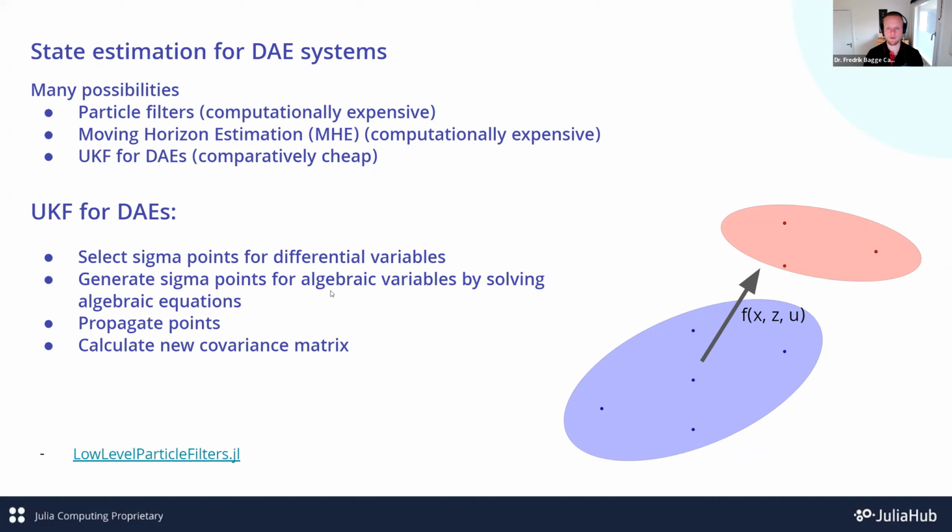When we have the full descriptor x and z, we may propagate this through the dynamics function f, and that's indicated by the arrow in the illustration. The result is a new set of sigma points that represent the posterior distribution over the state. Then we may reapproximate this as a Gaussian distribution for the UKF equations to continue, so we calculate a new covariance matrix. All of this is packaged nicely into the package LowLevelParticleFilters, which interacts very nicely with the ModelPredictiveControl toolbox.